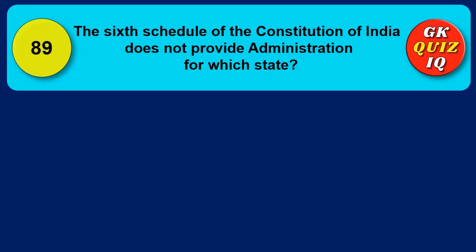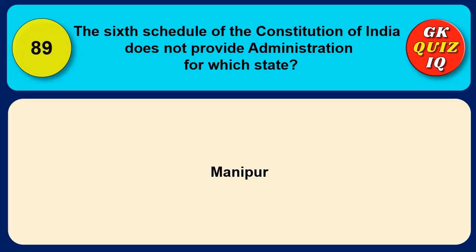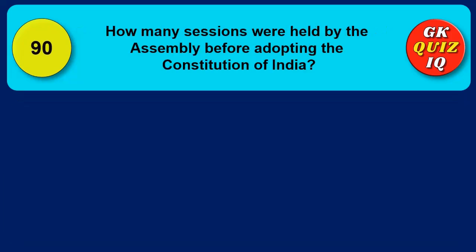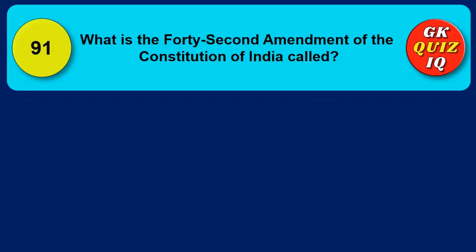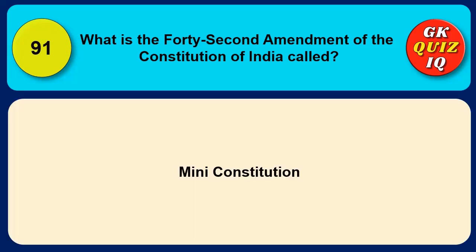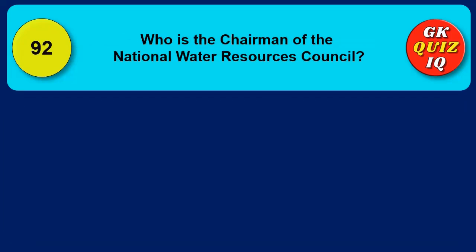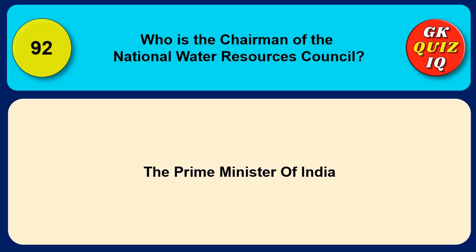The 6th schedule of the Constitution of India does not provide administration for which state? Manipur. How many sessions were held by the Assembly before adopting the Constitution of India? 11 sessions. What is the 42nd Amendment of the Constitution of India called? Mini Constitution. Who is the chairman of the National Water Resources Council? The Prime Minister of India.